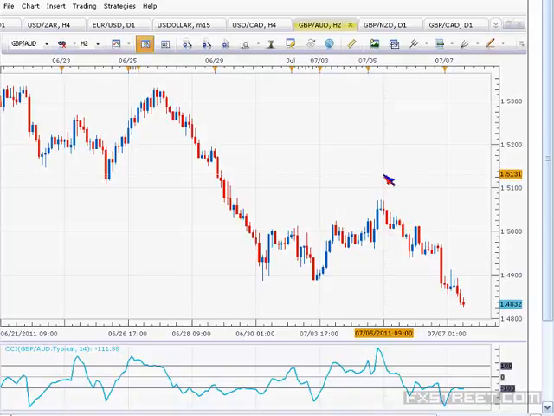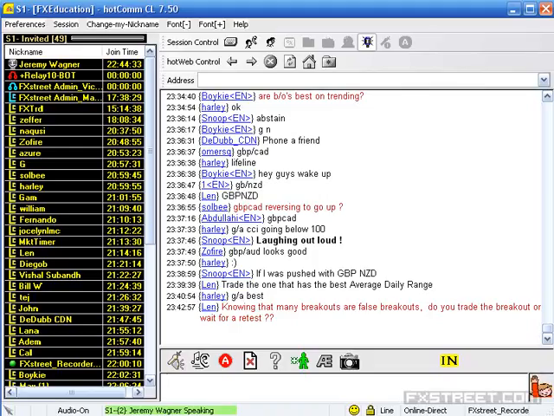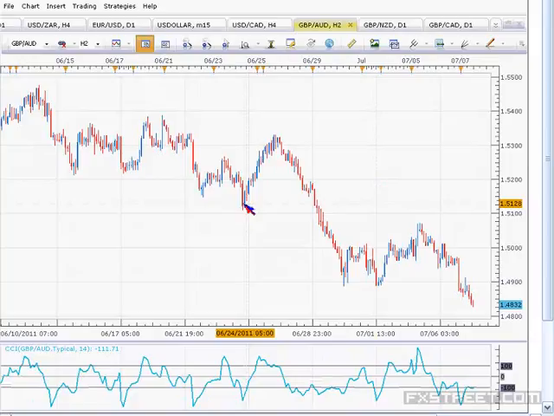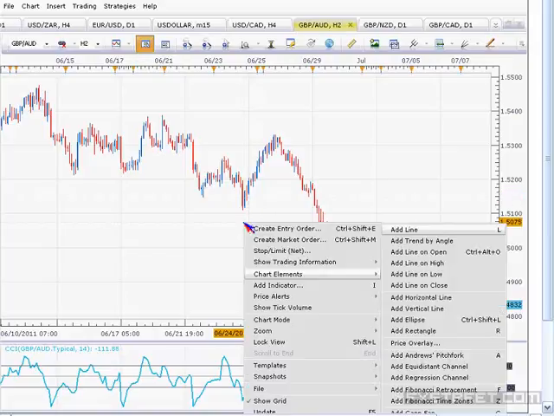So Len says, knowing that many breakouts are false breakouts, do you trade the breakout or wait for a retest? You can trade it either way. If it's a false breakout, either your breakout or your retest is going to turn into a losing trade anyway. Because a false breakout would be something like this. Prices break down below, and then they immediately move higher, much higher than where your breakout point was. But when we get a retest, that's essentially where it would be right here on the chart. Let me give you a good example of a retest, or a potential retest.